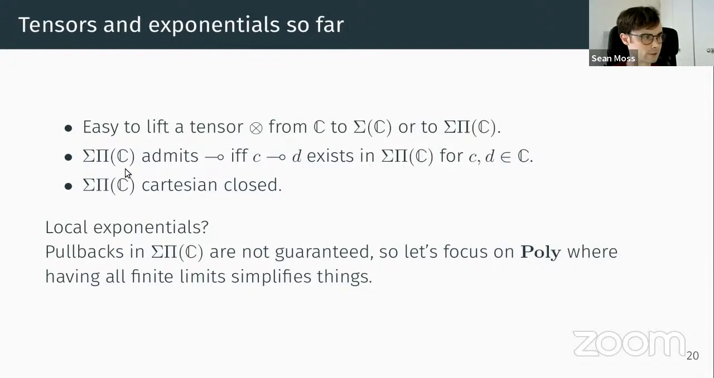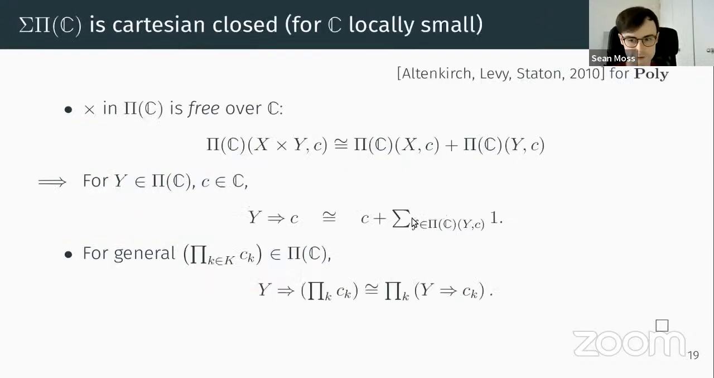And we've seen that it follows from everything I've said before that sigma pi C will admit a monoidal closed structure, or is monoidal closed, for a given Day tensor, as long as you have the exponentials for little c and little d coming from the base category C. Okay, and in particular, it's always Cartesian closed for C locally small. So you just need locally small so you can form this product, this sum here, but that's all.